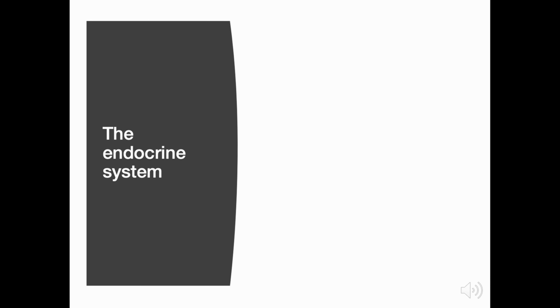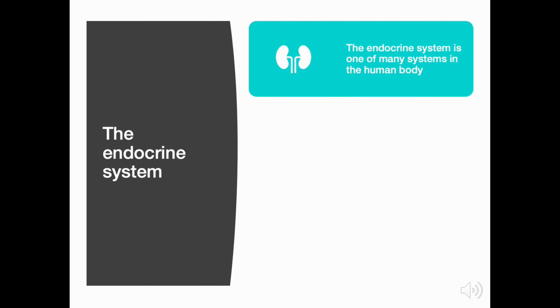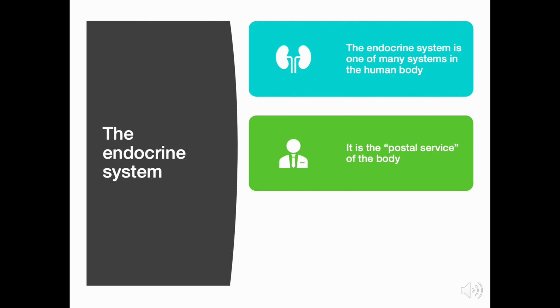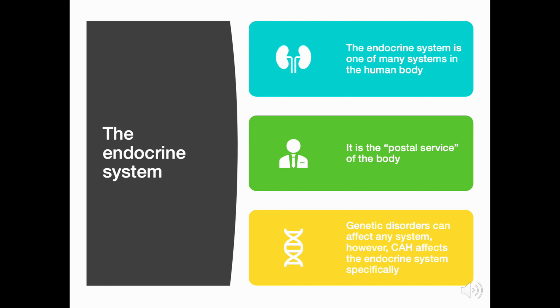Part 1. The body is made up of many systems, and the endocrine system is one of them. This system handles the secretion of hormones in the body. To use an analogy, if the body was a city, the endocrine system would be the postal service. Genetic disorders can affect any organ, and therefore any system, but CAH affects the endocrine system because it prevents the secretion of hormones such as cortisol, aldosterone, and testosterone.